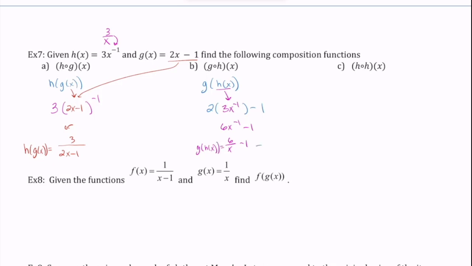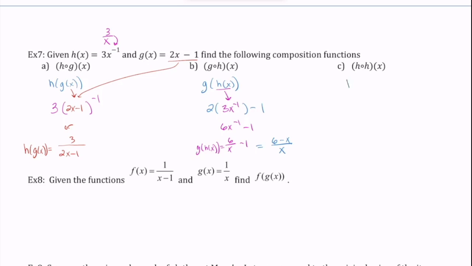Or you get a common denominator, which is going to be 6 minus x over x. If you want to use it as common denominator, either one. Okay, and this one's not asking for your domains here or anything, so you don't have to worry about that part. All right, and then h of x.